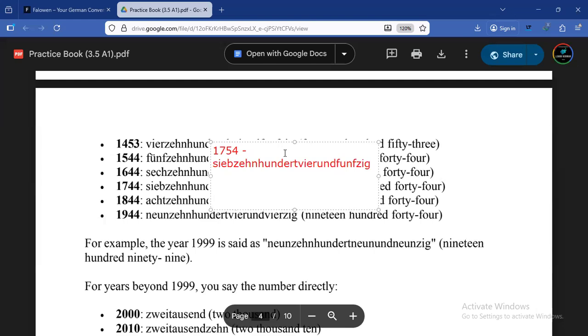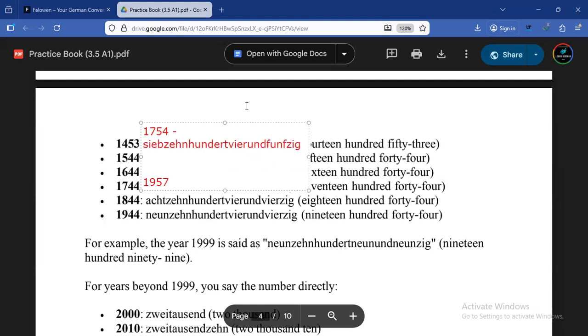Okay. So let's take like 1957. How is that in German? 19. 19. 1900. 57. Yes, so 1957. Correct.